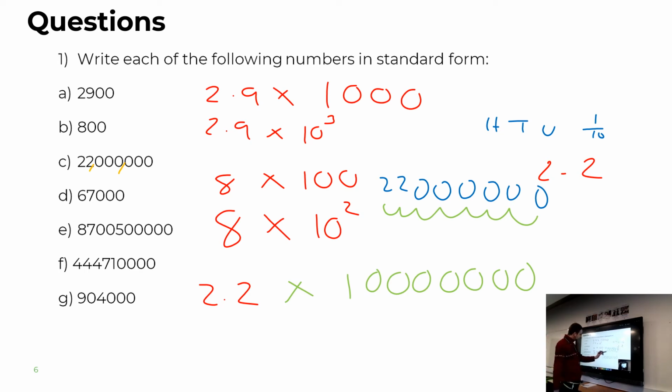Okay, and now for this second part, we want a base 10. So this would be 2.2 times 10. How many zeros do we have? We have 7 zeros. So it's 10 raised to 7.